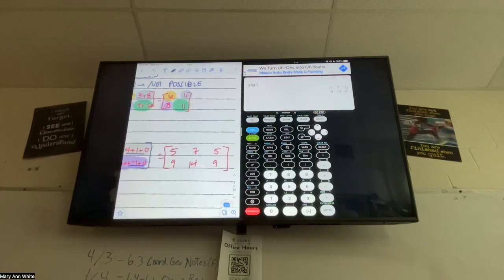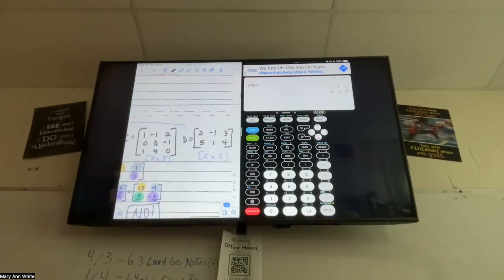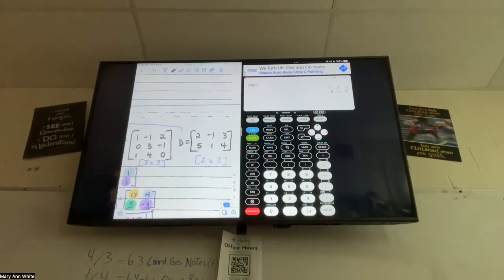Remember when we were doing this in class? Could we have done C times D? Could we have done matrix C times matrix D? No. Why not? But I thought it was like 2, 3, and 3, 3. Well, but see how we did, you said 2, 3 first? You did D first and then you did C. Can I do C first and then D? No.